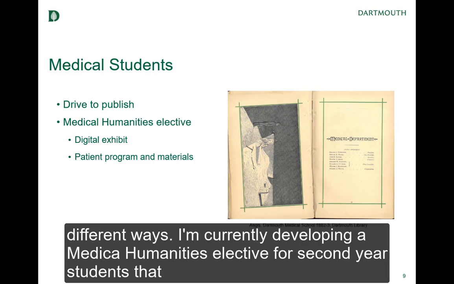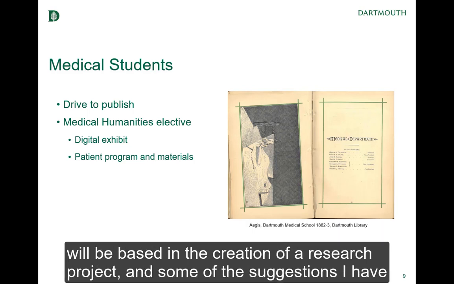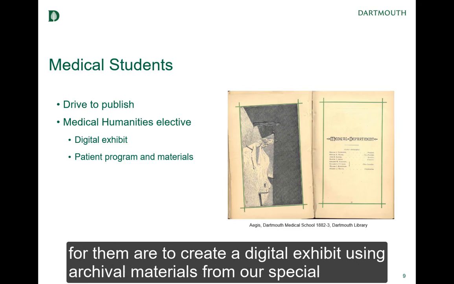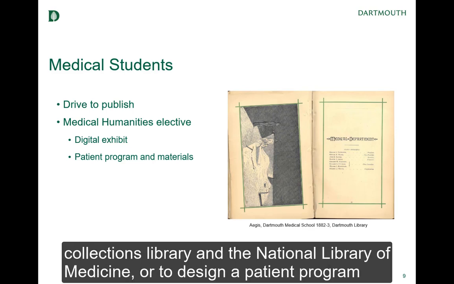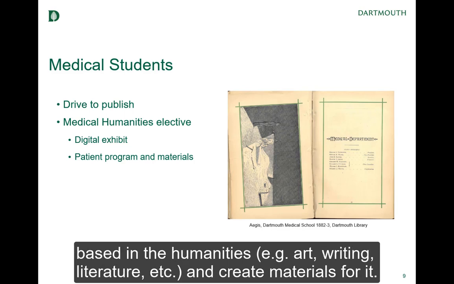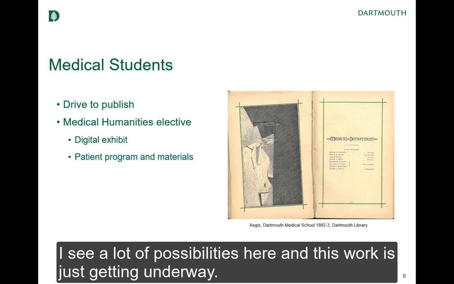I'm currently developing a medical humanities elective for second-year students that will be based in the creation of a research project. And some of the suggestions I have for them are to create a digital exhibit using archival materials from our Special Collections Library and the National Library of Medicine, or to design a patient program based in the humanities, like art, writing, literature, and create materials for it. I see a lot of possibilities here, and this work is just getting underway.